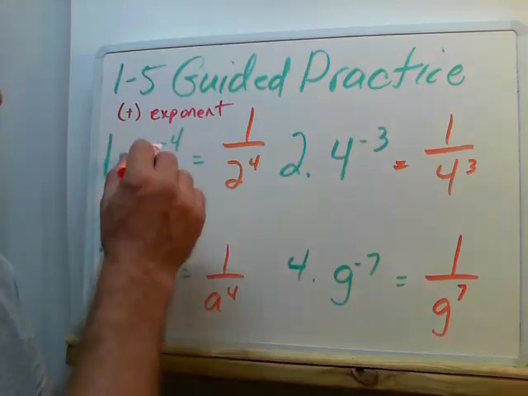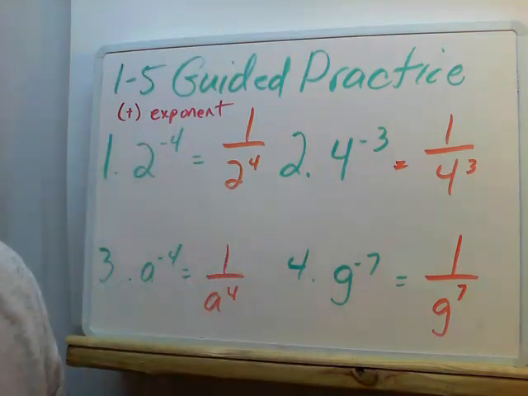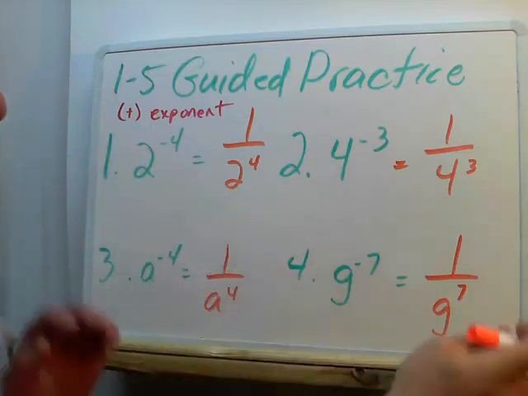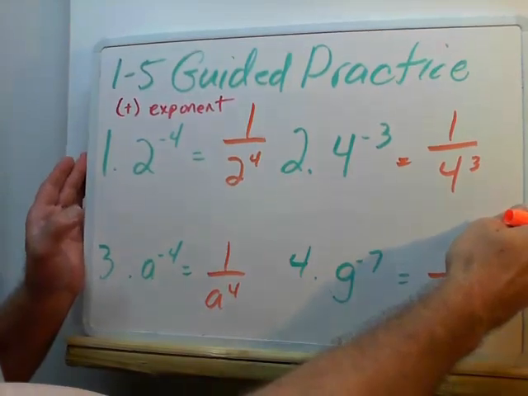Remember, anytime you move it from the numerator to the denominator, it changes sign. If it was positive, it becomes negative. If it's negative, it becomes positive. Very simple rule, but a very important one.